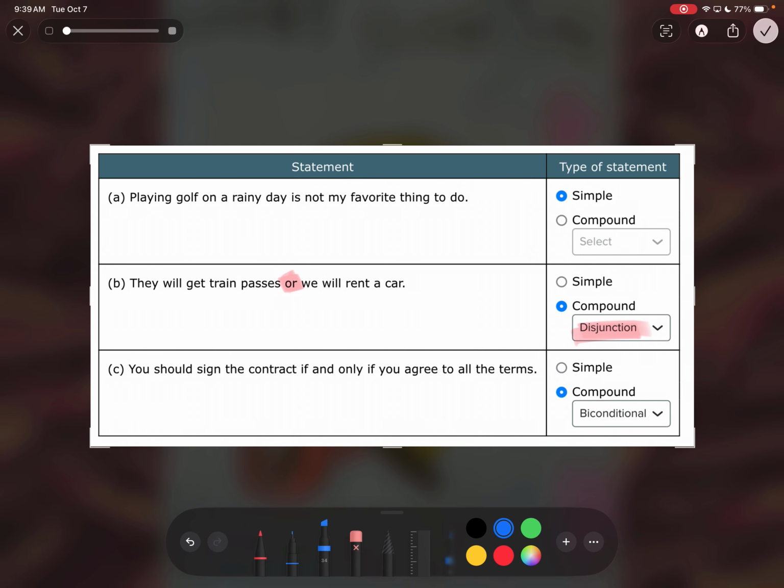You should sign the contract if and only if you agree to the terms. You agree to all the terms, okay? So you can sign the contract, or you could agree to all the terms. Like both of those could be true or false. But the if and only if tells us that it is biconditional. So again, what you're looking for here is a compound one has two different things that could be true. So this is like one, and this is two. Okay.